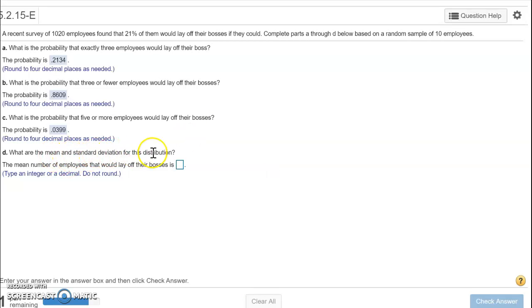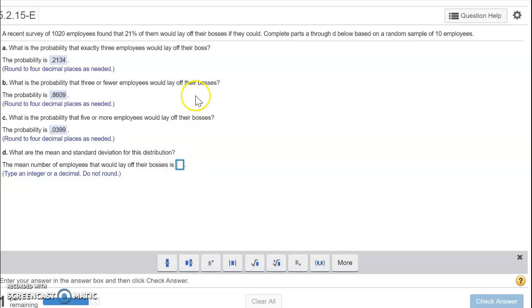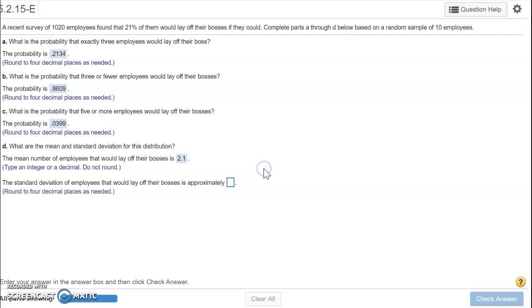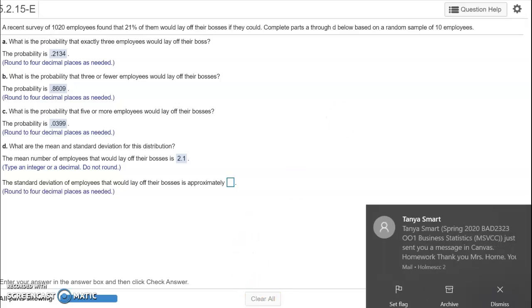All right. What are the mean and standard deviation? I believe the mean is n times p. So we know that n is 10 and p is 0.21, so the mean would be 2.1. And then the standard deviation is the square root of n times p times q. So let's work that real quick here.